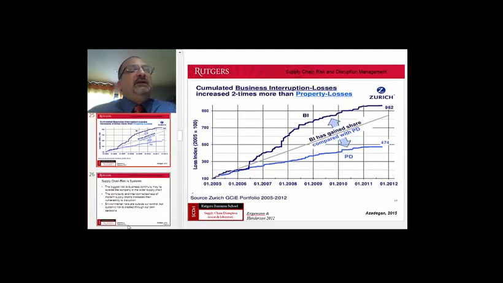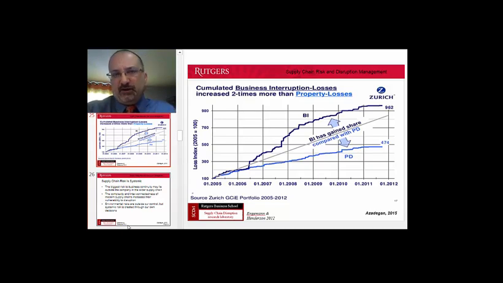Probably more importantly is the next slide in terms of property damage versus business interruption. Property damage, of course, is when we have buildings and whatever else that are damaged equipment.